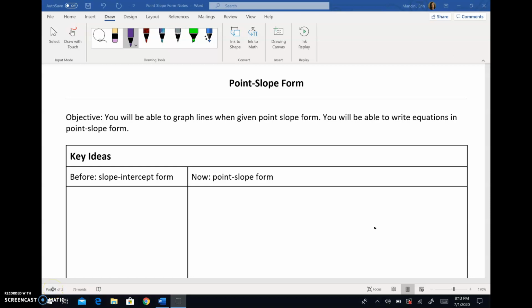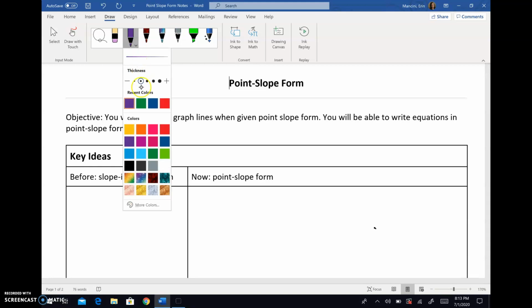Hi everyone. In this video, we are going to continue to talk about lines, and we're specifically going to talk about lines that are in the point slope form of their equation. So with this, you'll be able to graph lines and write equations in point slope form instead of slope intercept form like we did before.